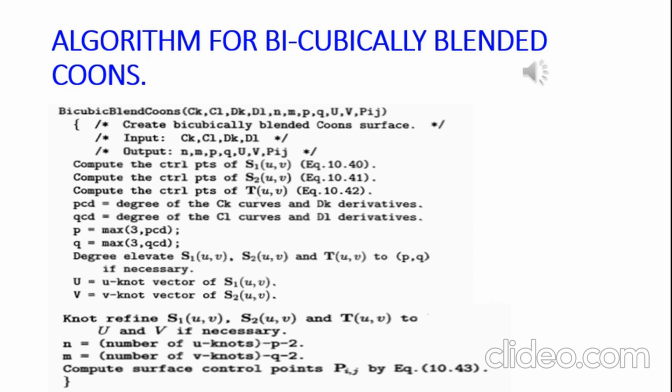Later on, we subtract the new variable P and 2 from the number of U knots to calculate the knot refined N. And similarly for knot refined M, subtract Q and 2 from the number of V knots. And the last step will be to calculate the control points of our resulting bicubically blended Coons patch. And to do that, use the equation below and plot our surface in the three-dimensional space. I will show the equations in the next slides.